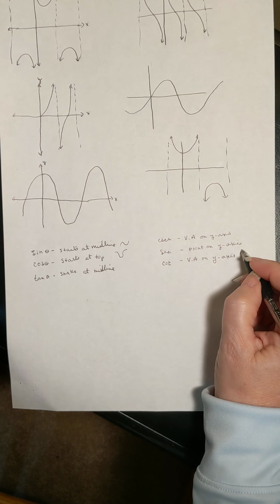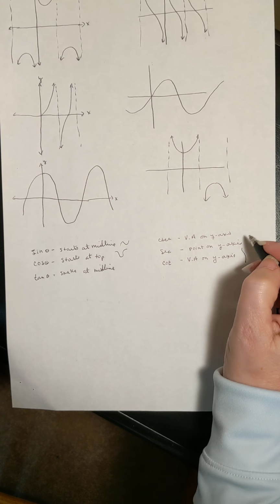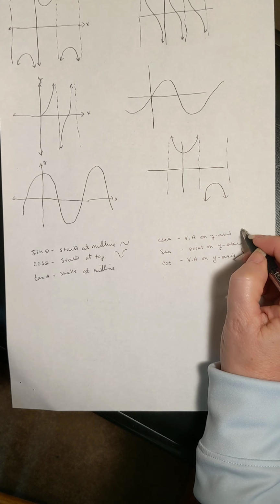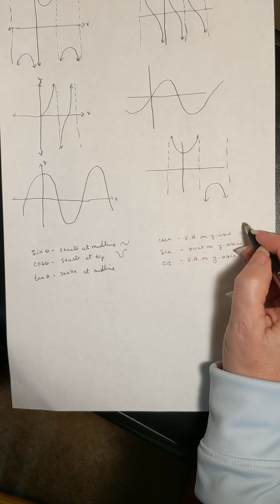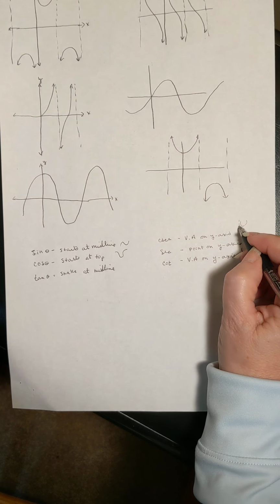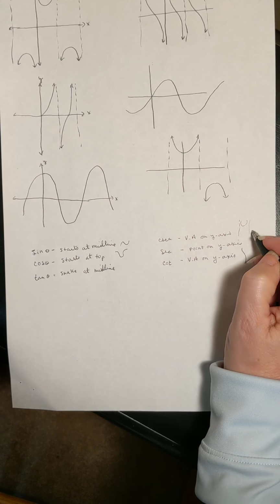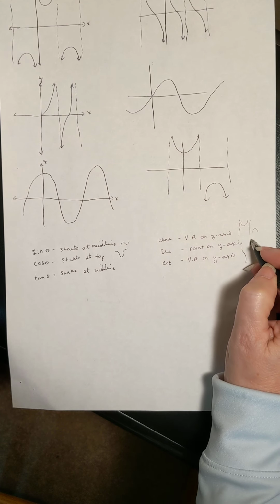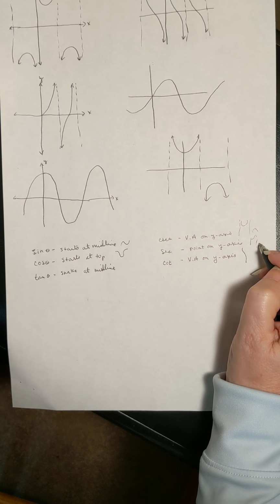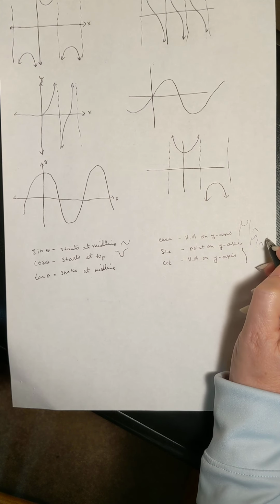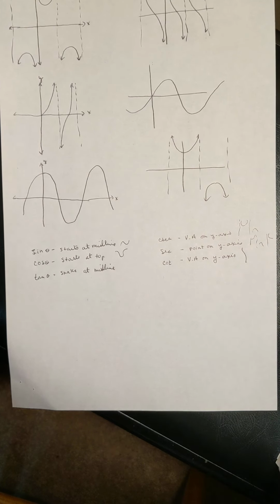But it looks like, in general, a decreasing snake, whereas these look like happy faces and frowny faces. So this one looks like this, but with a vertical asymptote, and then a frowny face, and then this one starts here, and then looks like this. Okay? So, let's look at them.